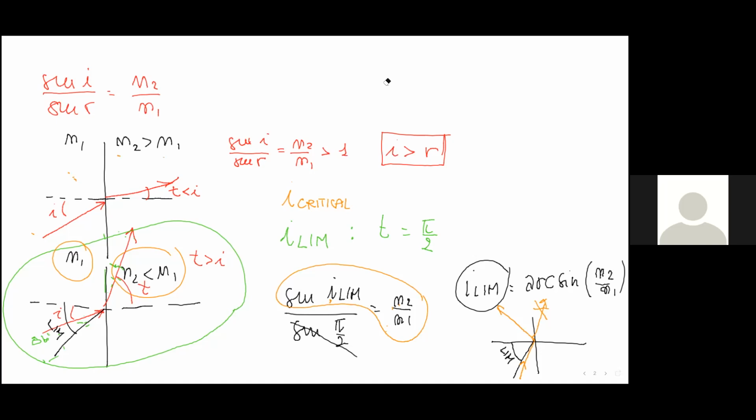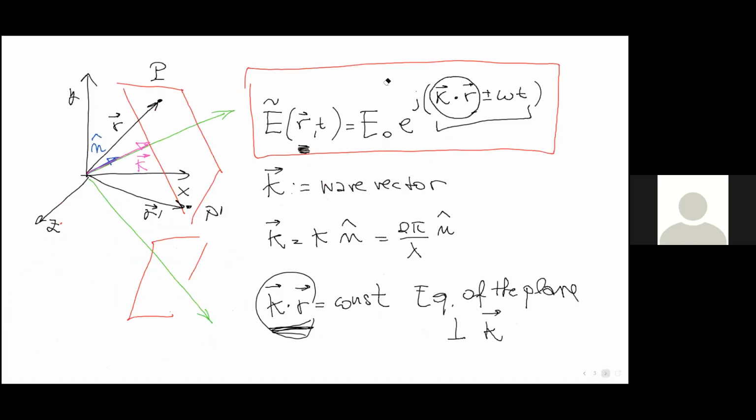Okay? Now, what does it mean? It means that, for example, if you have an interface between water and air, air is more or less the same as vacuum, so it has a refractive index of 1. Water has a refractive index of 1.33.